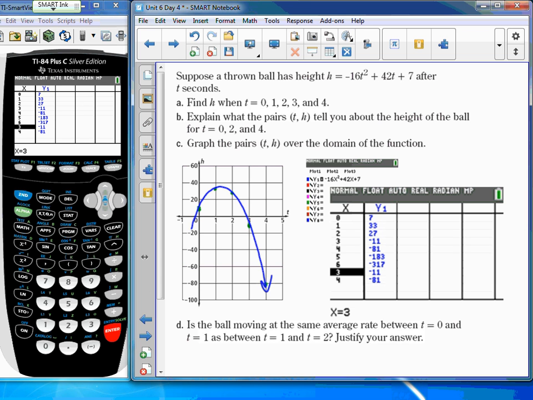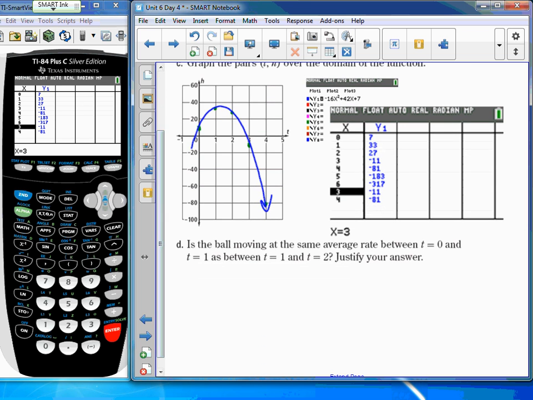And now let's consider, is the ball moving at the same average rate between 0 and 1 as between 1 and 2? Well, that's an interesting question. Remember, rate would be a change in y units over a change in x units. Well, from 0 to 1, it looks like I went up. 7 to 33 is up 26, right? Up 26 feet in 1 second.